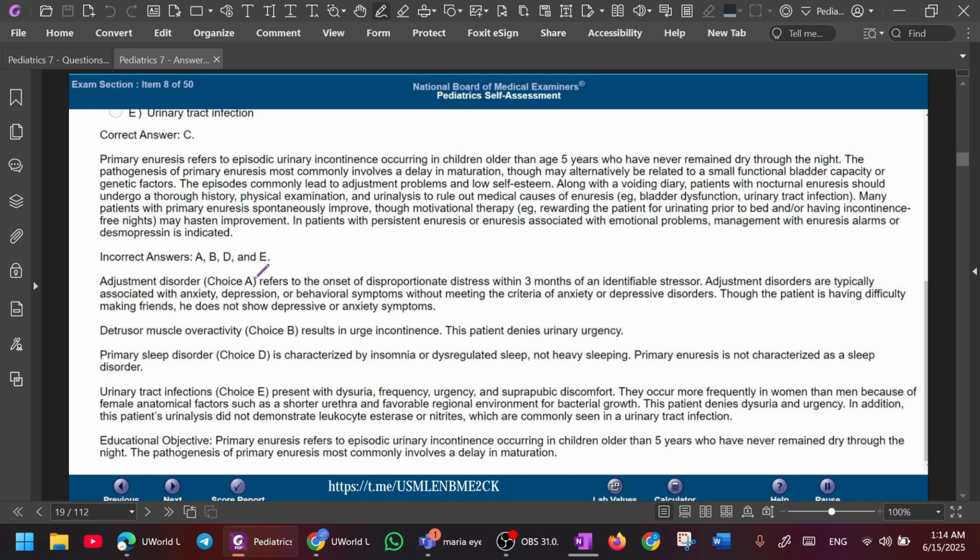In patients with persistent enuresis or enuresis associated with emotional problems, management with enuresis alarms or desmopressin is indicated. It is not primary sleep disorder, which is characterized by insomnia and dysregulated sleep, not heavy sleeping. Primary enuresis is not characterized as a sleep disorder. It is not adjustment disorder, which refers to the onset of disproportionate distress within 3 months of a stressor. Adjustment disorders are typically associated with anxiety, depression, and behavioral symptoms. Though the patient is having difficulty making friends, he does not show depressive or anxiety symptoms.